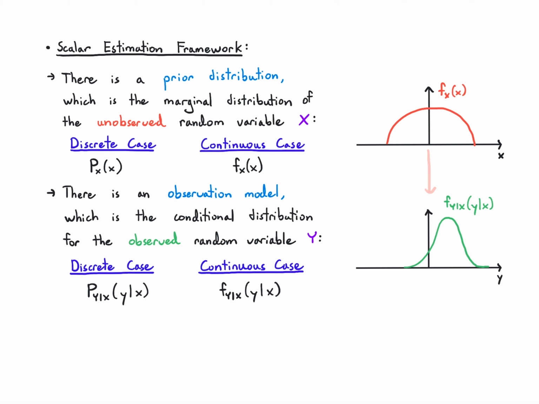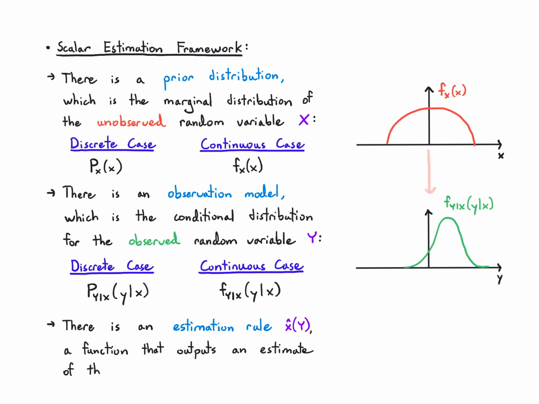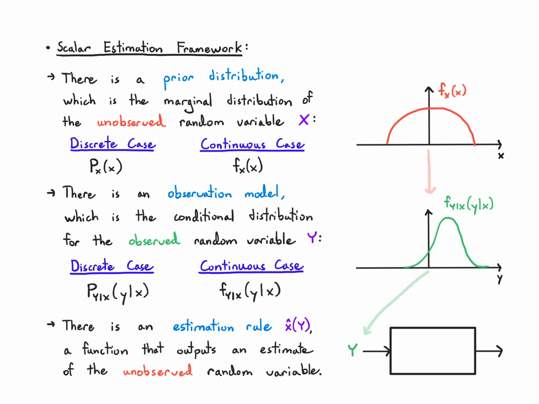And finally, these two things above are distributions that we're going to be given at the outset. And our goal will be to come up with an estimation rule or an estimator x hat, which takes in y, and it outputs an estimate of the unobserved random variable, in this case x. So that's the thing that we actually care about, but we don't get to observe it directly, so we have to use y to make an estimate x hat. And so we have this estimator, we take the value of y, we put it inside the estimator, and then that produces our value x hat of y.